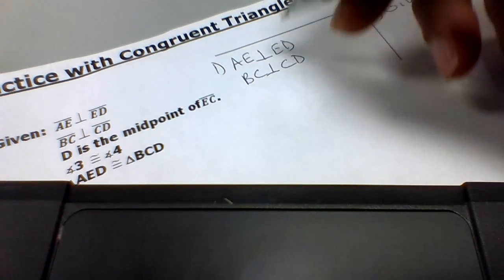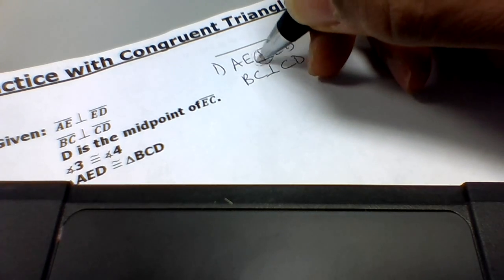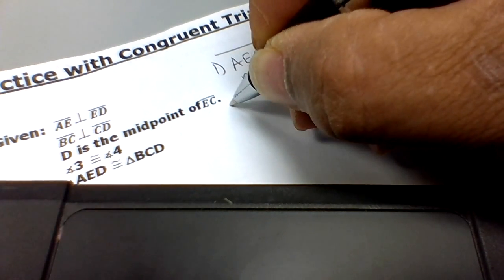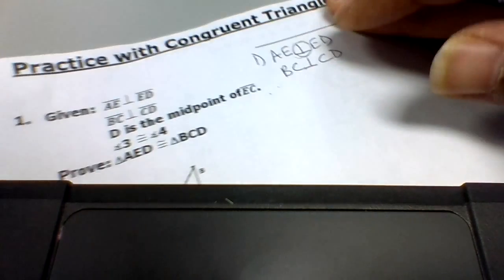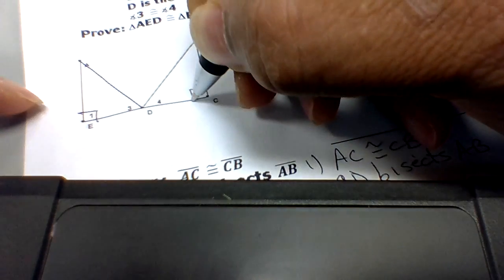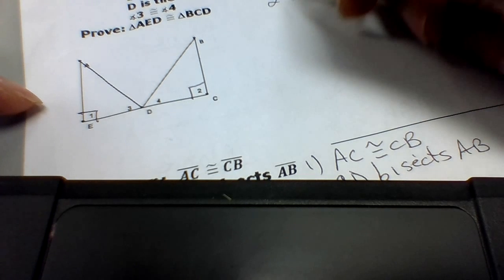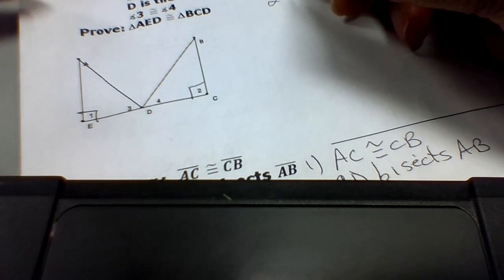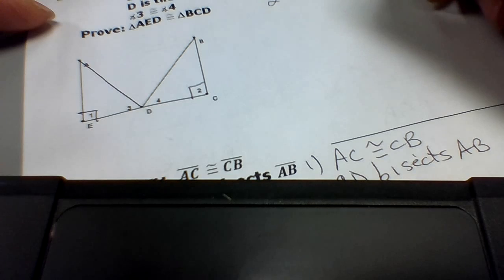So here's one part of the given. This is a definition right here, so I'm going to write the definition. This means perpendicular. So if I have perpendicular lines, then that means that I have right angles. So in this problem, angle 1 and angle 2 are going to be perpendicular angles. So perpendicular lines which form right angles. So angle 1 and angle 2 are right angles.